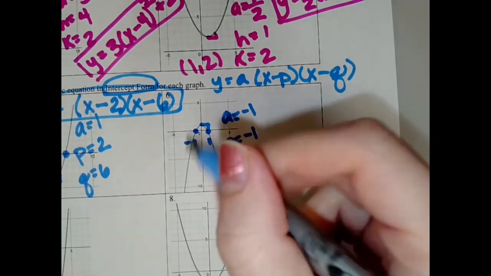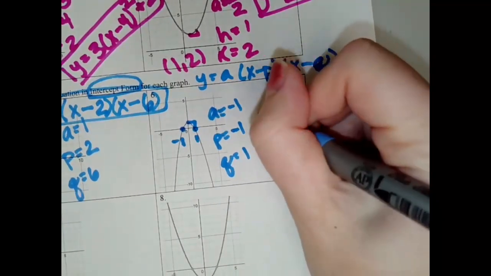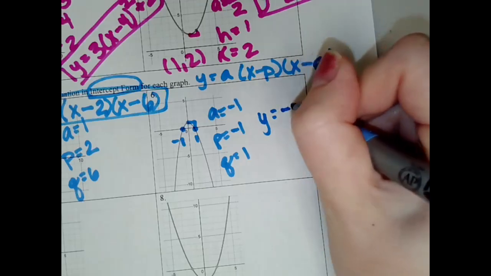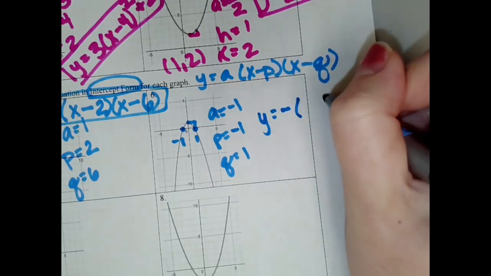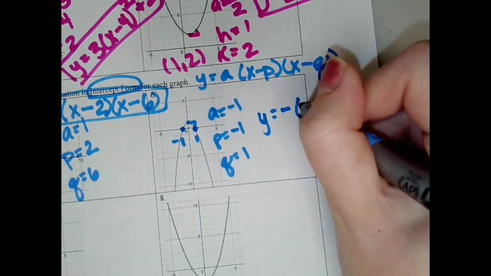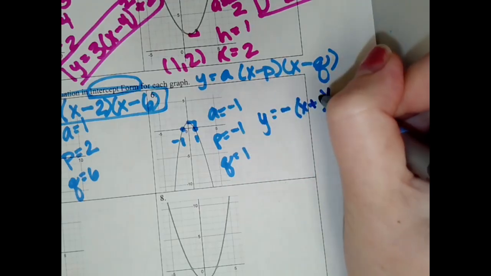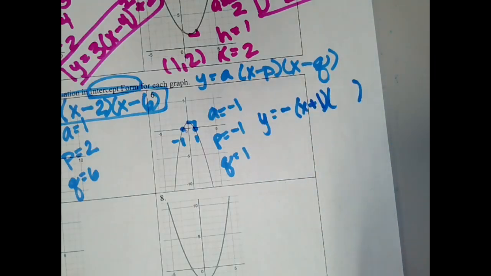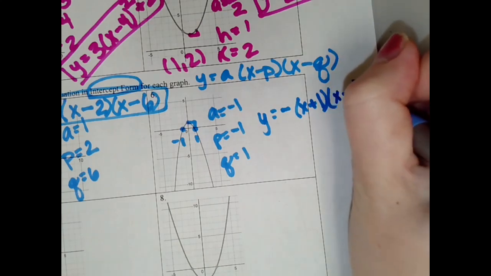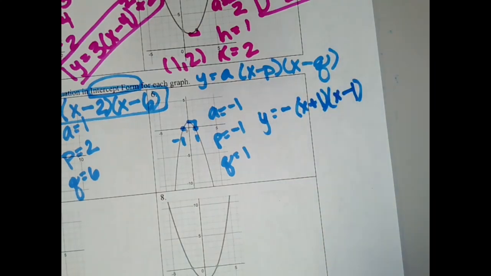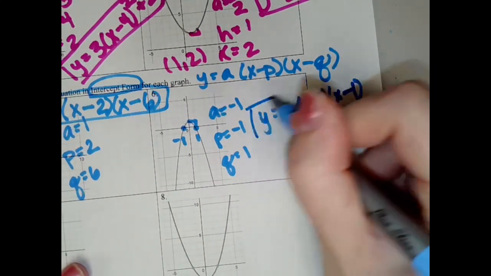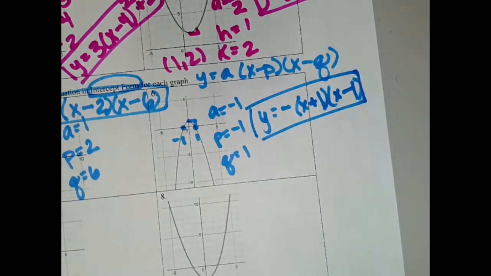We're going to take these values and plug them into the equation. Y equals A, so negative 1 goes out front, or just a negative, and it's understood to be 1. X minus negative 1. When you subtract a negative, it becomes a positive, so it's x plus 1. And then x minus Q, which was a 1. So this is your equation in intercept form.